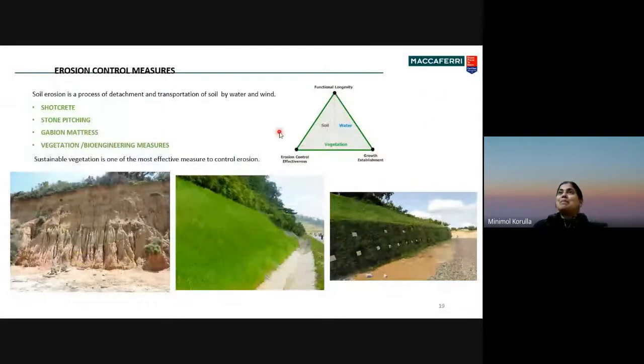Now, coming to simple erosion control, we were talking about reinforced soil structures with different types of fascias, different types of drainage arrangements and all. But at the same time, erosion control is also important.